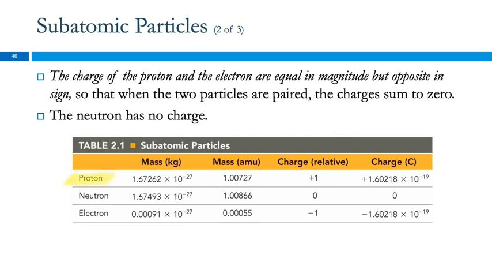So a proton has a mass of 1 atomic mass unit and a relative charge of +1. We can measure it in coulombs, but most of the time we don't care about that number. The neutron has essentially the same mass, approximately 1 atomic mass unit. Its charge is 0. An electron has a mass of approximately 0 atomic mass units, and its charge is -1. You should know those facts.